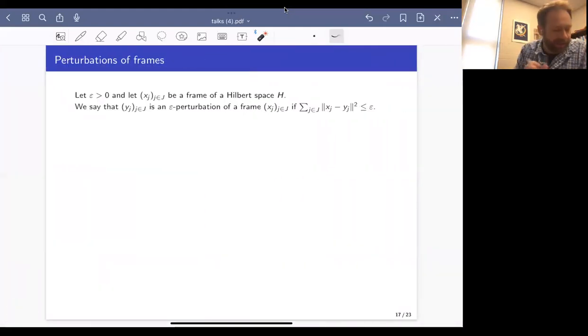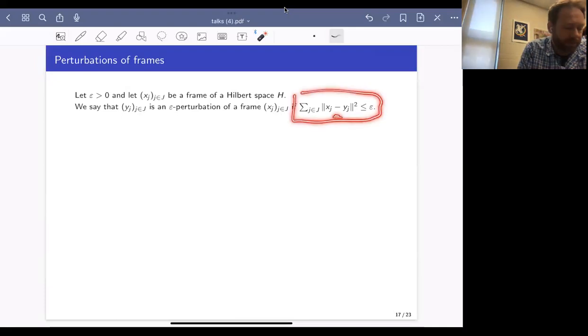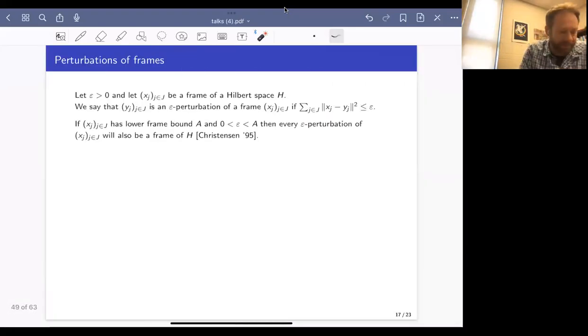So now I want to explain why I'm unsure. If you have a frame, then a collection of vectors yj is called an epsilon perturbation if the sum of the differences squared between the frame vectors xj and the vectors yj is less than epsilon. And it's a classical theorem in frame theory that if your epsilon is less than the lower frame bound, every epsilon perturbation of a frame is also going to be a frame.